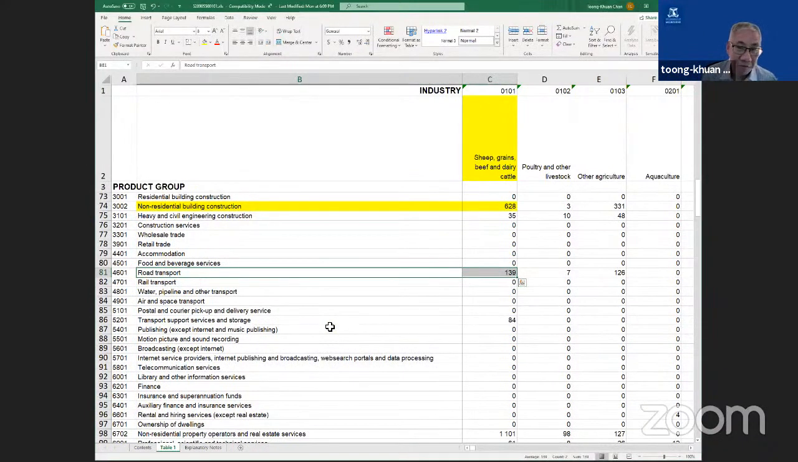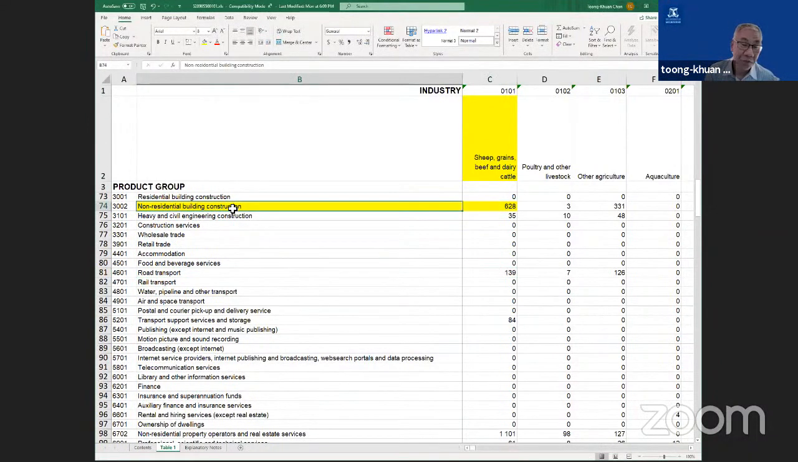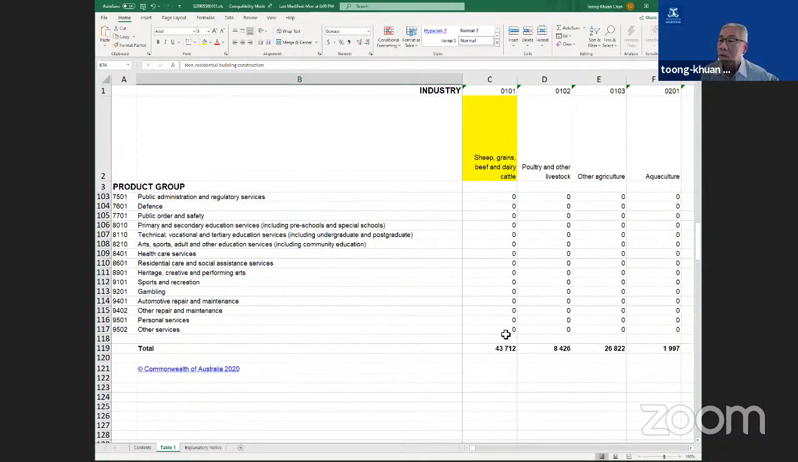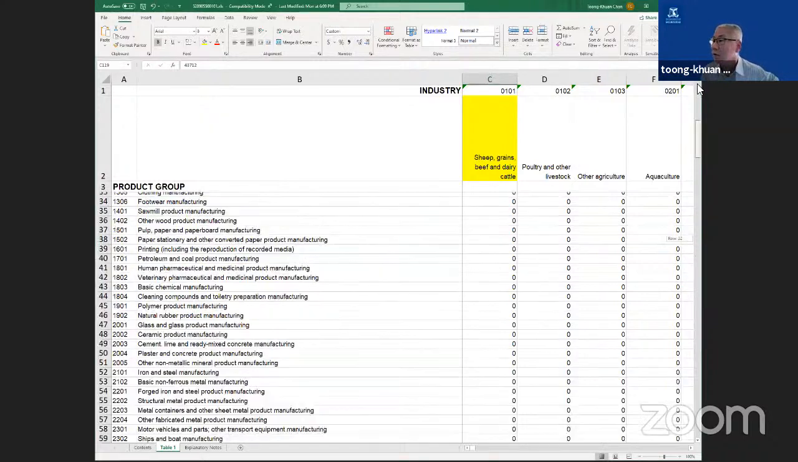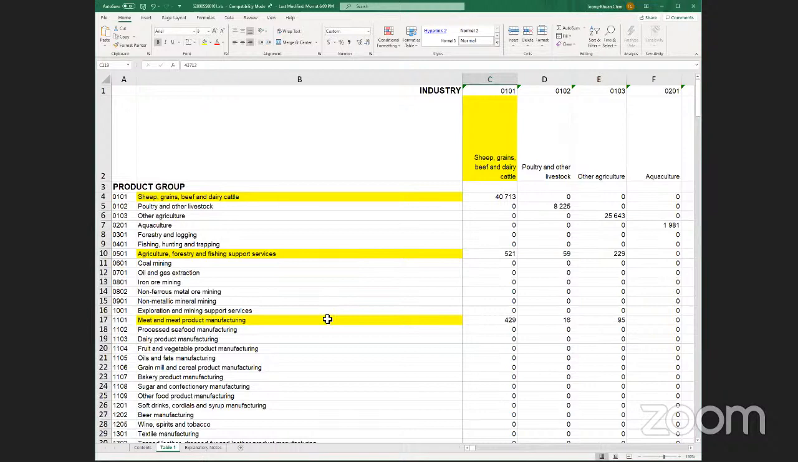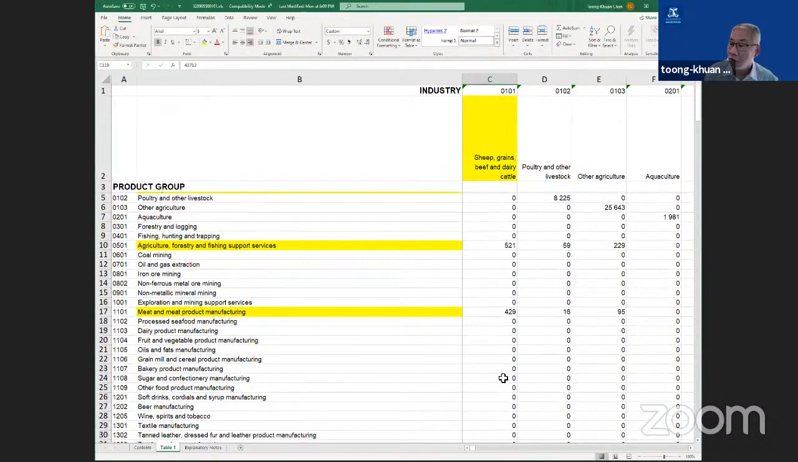Farm structures. So if a farmer working in sheep and cattle builds their own farm structures, it will be captured here. That's quite interesting, isn't it? And the total output for sheep and cattle is 43 billion Australian dollars, I think. So you have to check what the units are. Can't find the units, okay? But I think it's in billion Australian dollars.